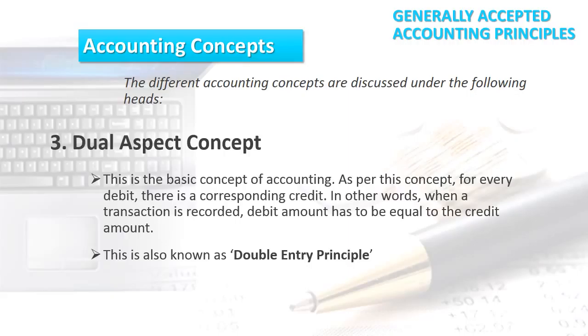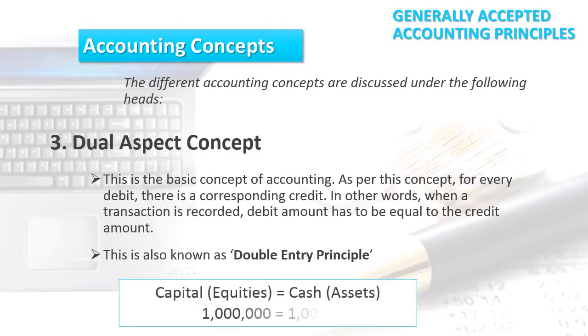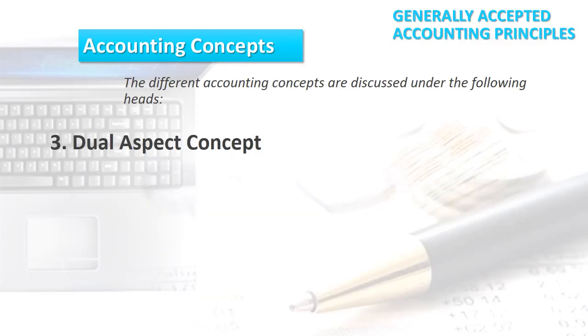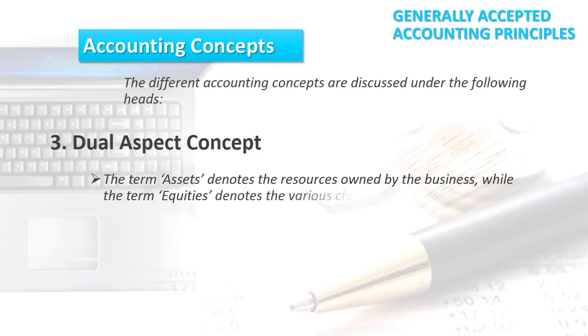For example, when a new business is started with a capital of $1 million, the position is expressed as under: capital or equities equals cash, which are the assets. $1 million equals $1 million. The term assets denotes the resources owned by the business, while the term equities denotes the various claims of the parties against those assets. The term accounting equation is used to denote the relationship of equities to assets. These are already discussed from the previous modules.